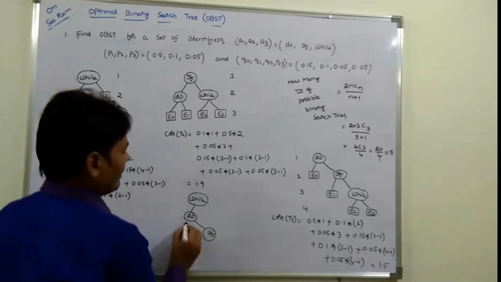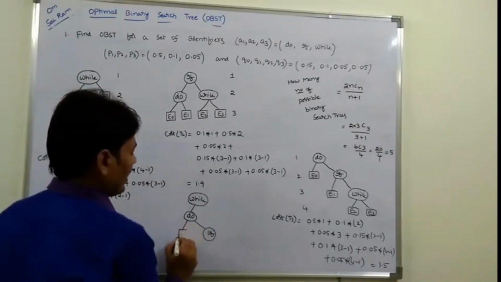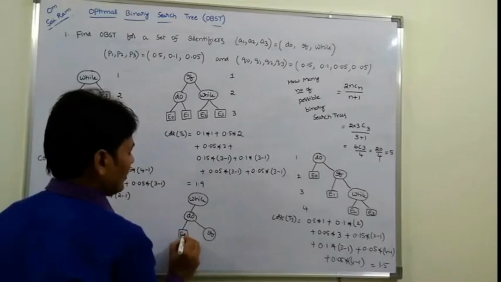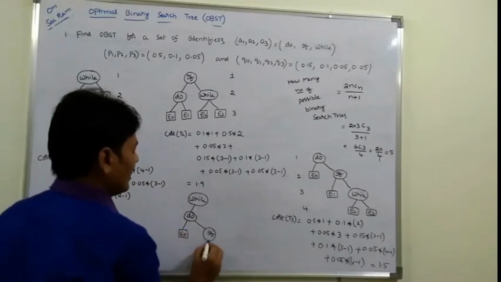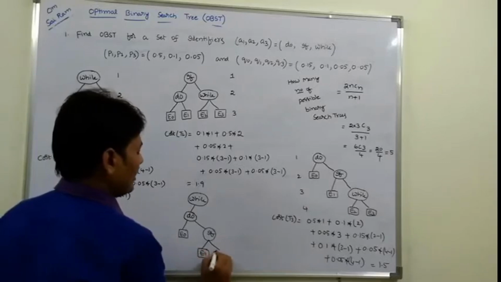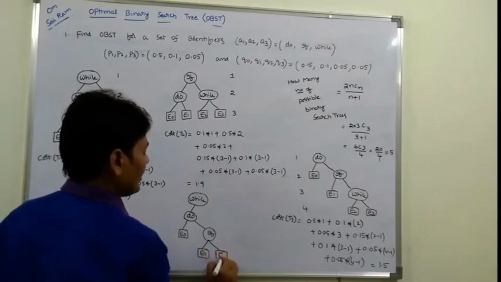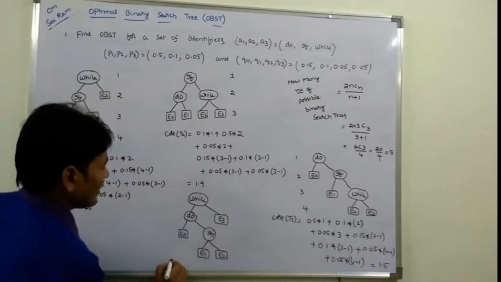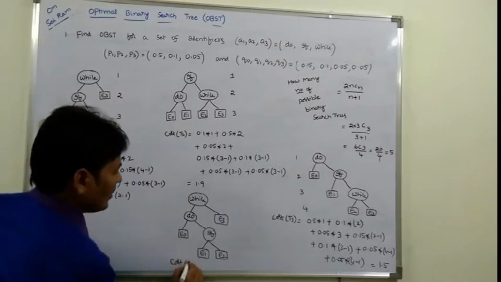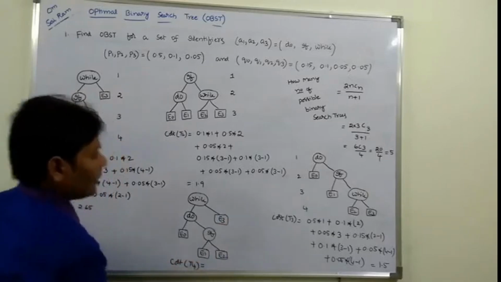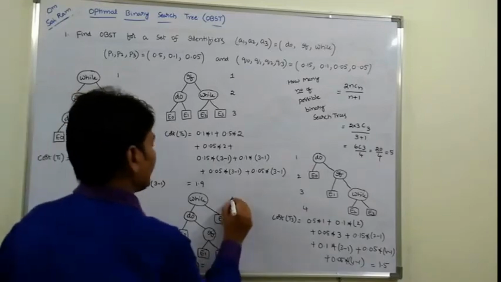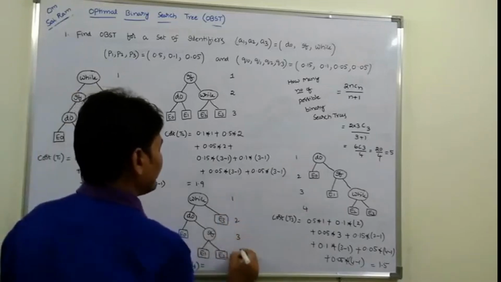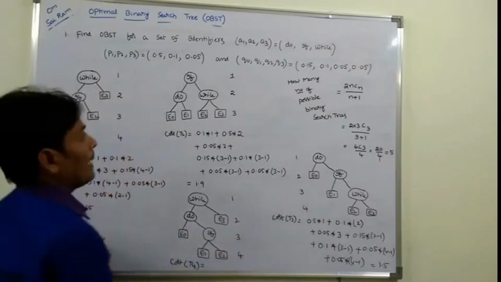Next, we are adding external nodes, that is we are starting at left hand side, then this is E1, and this is E2, this is E3. So this is cost of T4. Cost of T4 is equal to, this is the first level, second level, third level, fourth level.